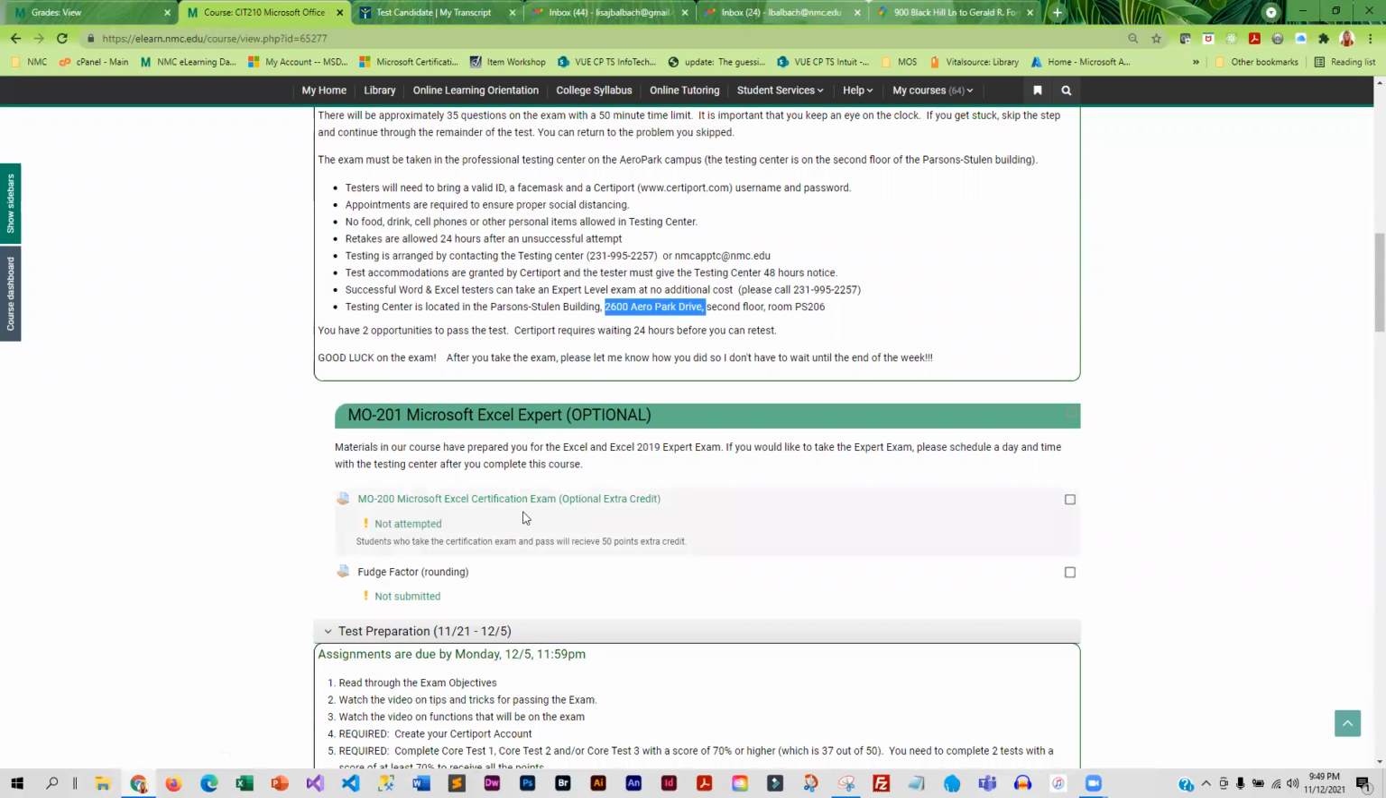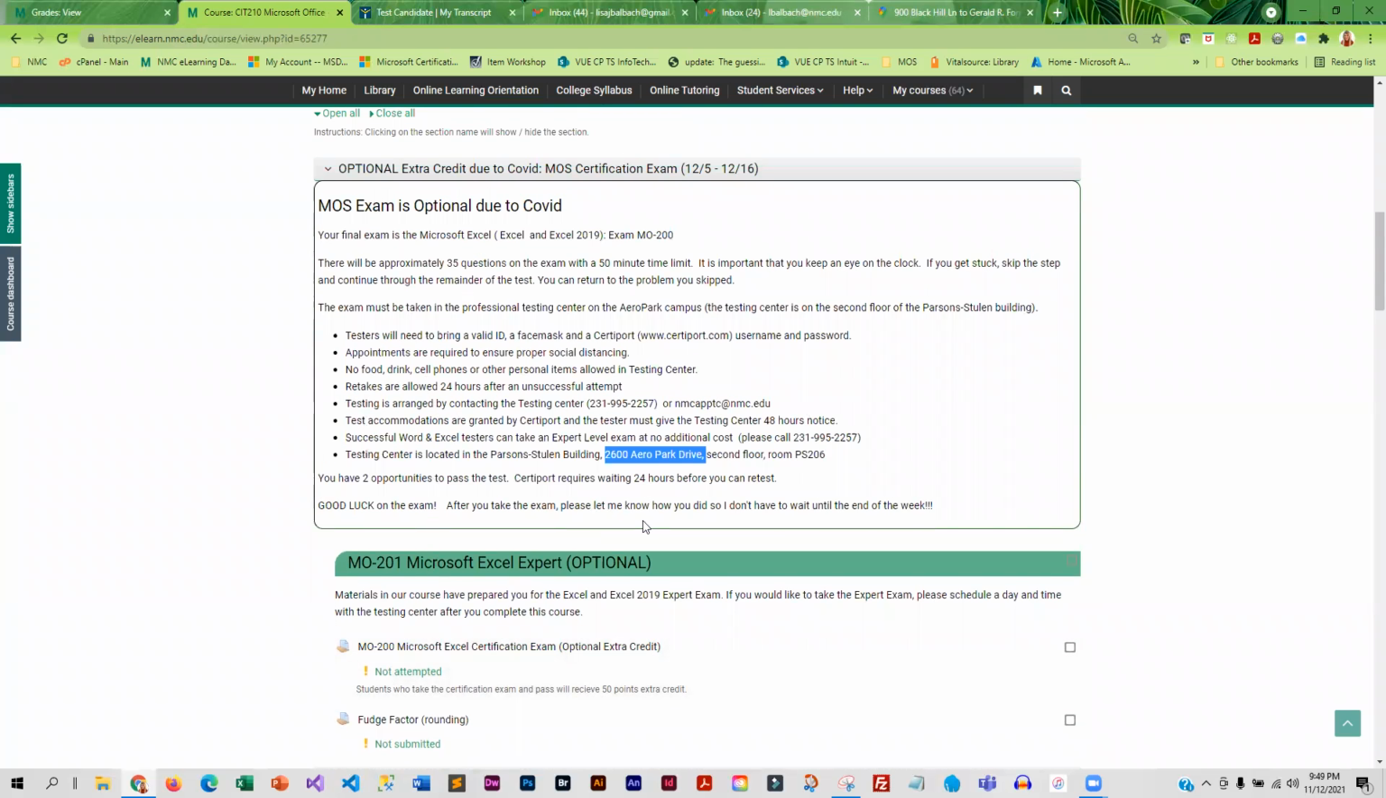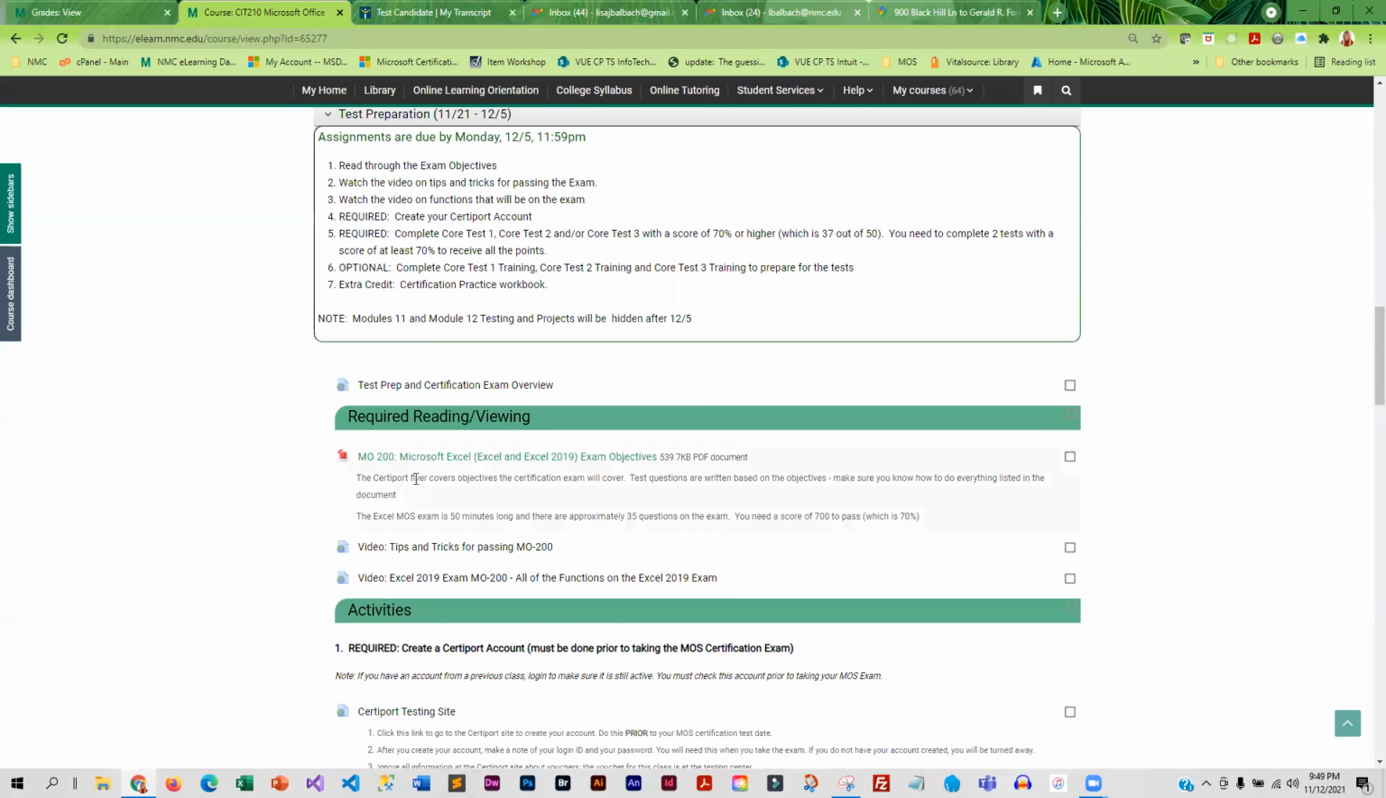For those of you who do take the test and pass, I will give you 50 points extra credit for doing that. So that's a pretty big carrot for those of you who go in and take that test. Okay, so that is pretty much what we have for testing and the end of our semester. I am certified in Excel. So if you have any other questions about the test, let me know. And good luck to all of you.